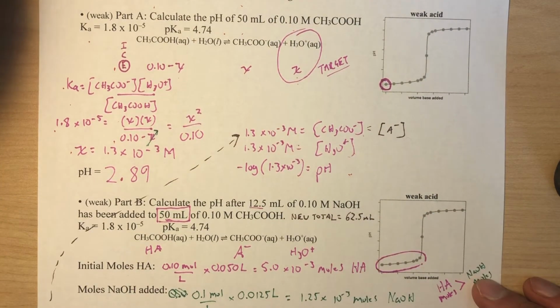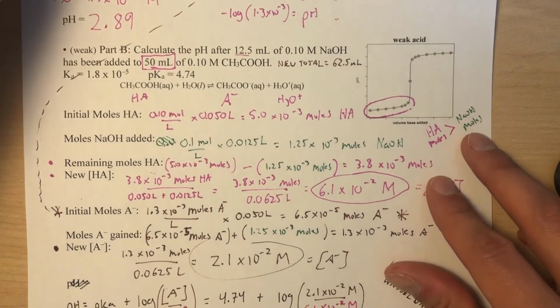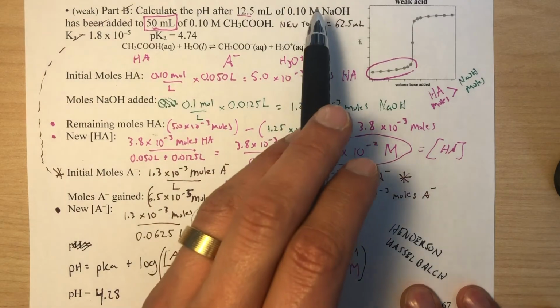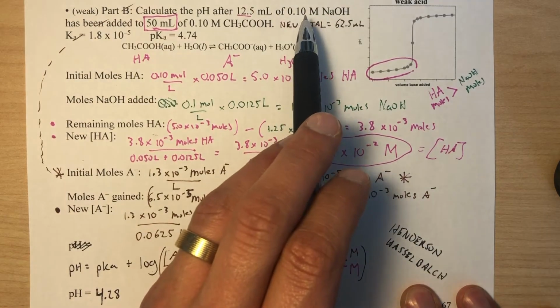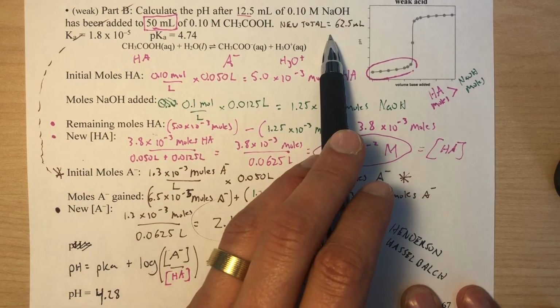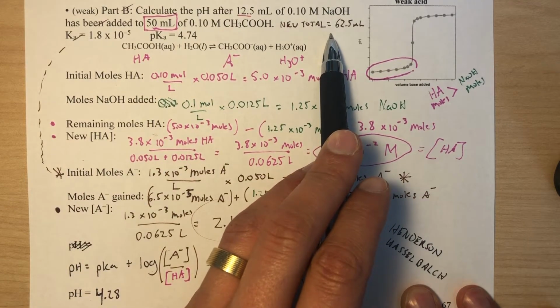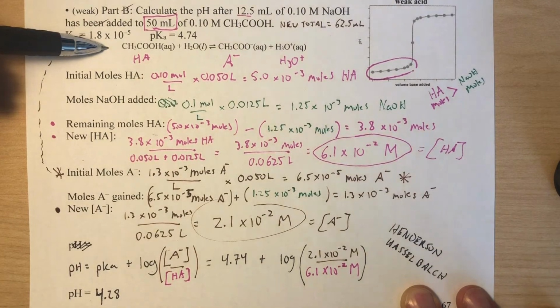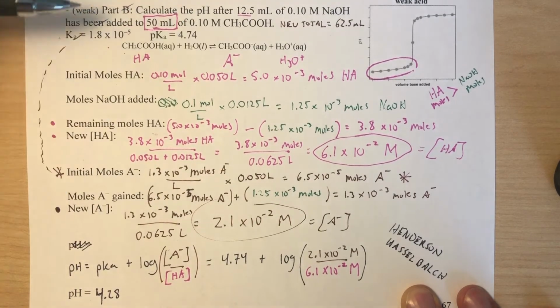In part B, we add base and calculate the pH after 12.5 milliliters of a 0.1 molar solution of sodium hydroxide has been added to 50 milliliters of 0.1 molar acetic acid. Our new total volume is going to be the sum of our sodium hydroxide solution and our acetic acid solution. That's going to be 62.5 milliliters. We have a Ka that's still 1.8 times 10 to the negative fifth. Now we're going to need to identify what our acid, conjugate base, and hydronium values are. So we have HA, A minus, and hydronium.